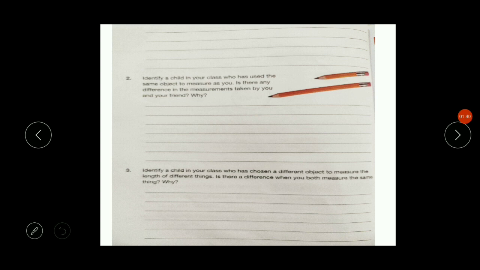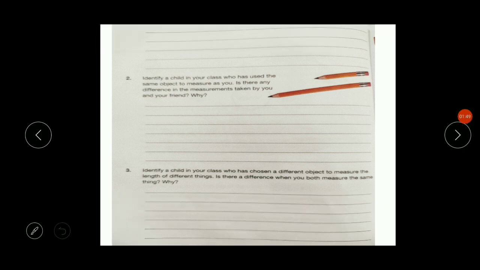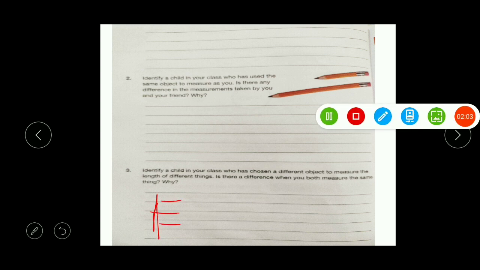Identify a child in your class who has chosen a different object to measure the length of different things. This also I have done as an activity, children. What I have done is used different objects like an eraser, an earbud and a small sketch pen. That observation you have to write down here.